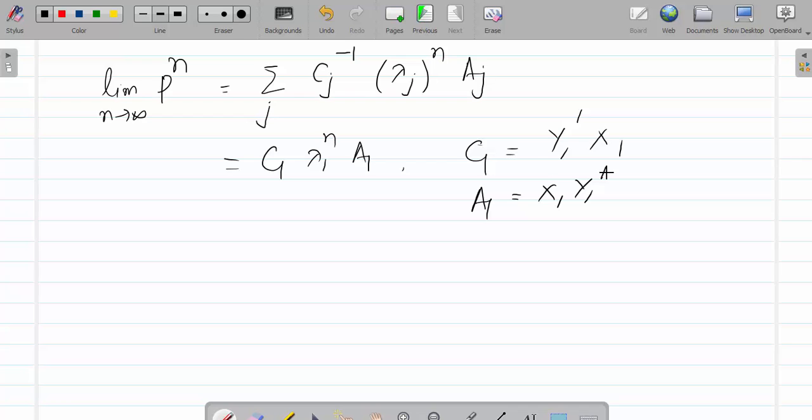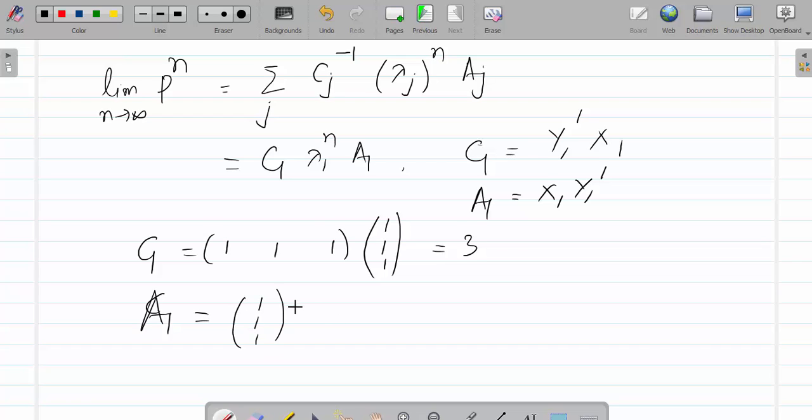So using the y1 dash and x1, we can get C1 equal to 1 1 1 into 1 1 1, so this will be equal to 3, and A1 will be equal to 1 1 1 and 1 1 1, so this will be equal to 1 1 1, 1 1 1, 1 1 1.